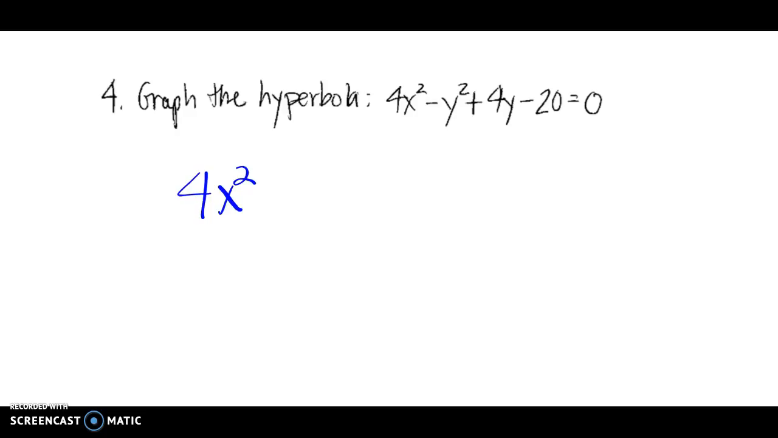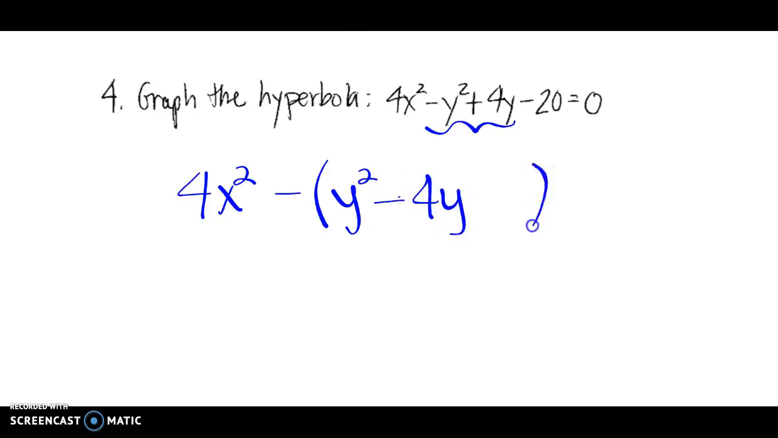So I'm just going to write right here, I don't need to actually factor anything out, but I actually do need to factor out a negative 1. If I factor out a negative, what does this become? So it'll be y squared minus 4y. And I am going to complete the square on that, so I'm going to leave some space.